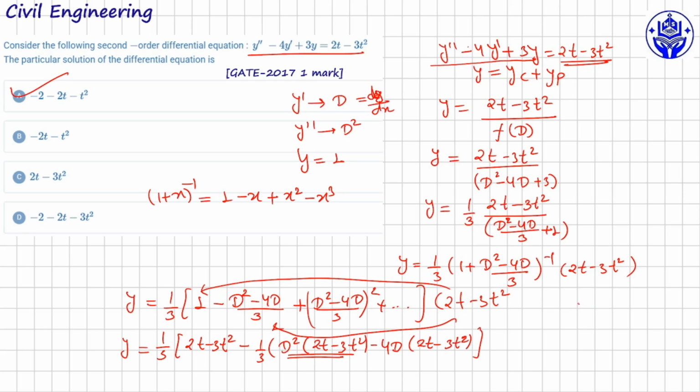So the first derivative is what? For 2t minus 3t square, if I first differentiate this, then it is 2 minus 6t. If I differentiate this again, 0 minus 6 will be there, so the value of this is minus 6. And for this minus 4D, it is 2 minus 6t.